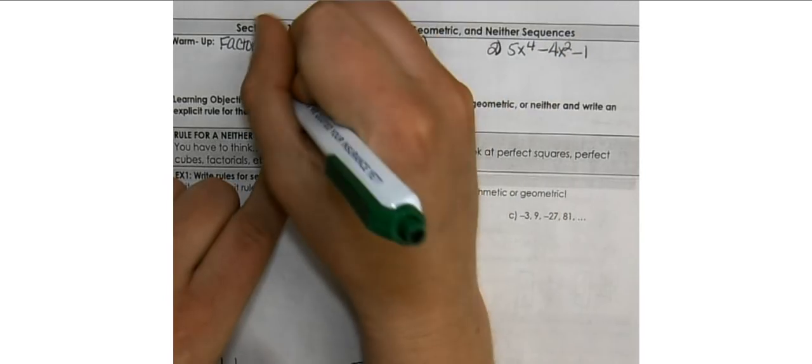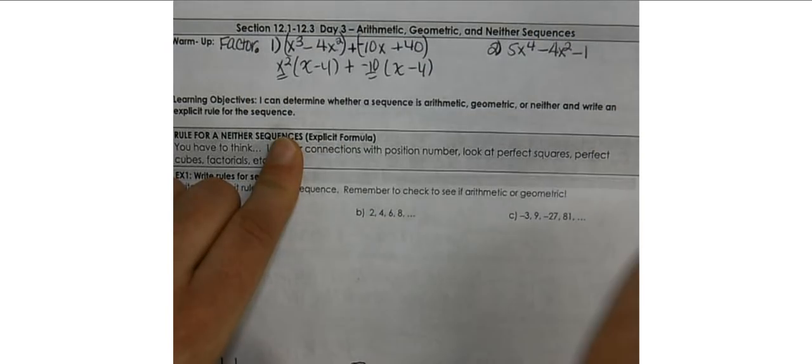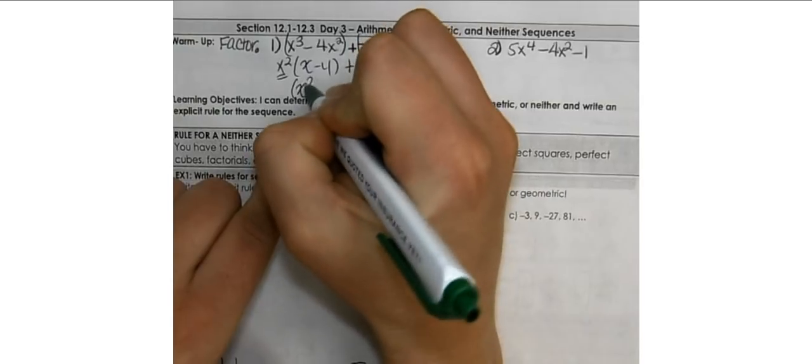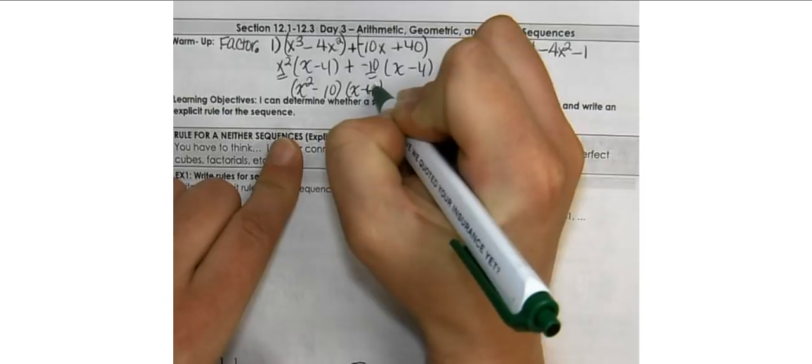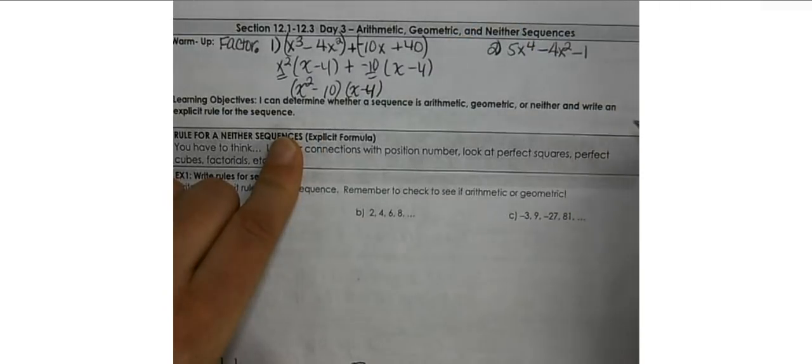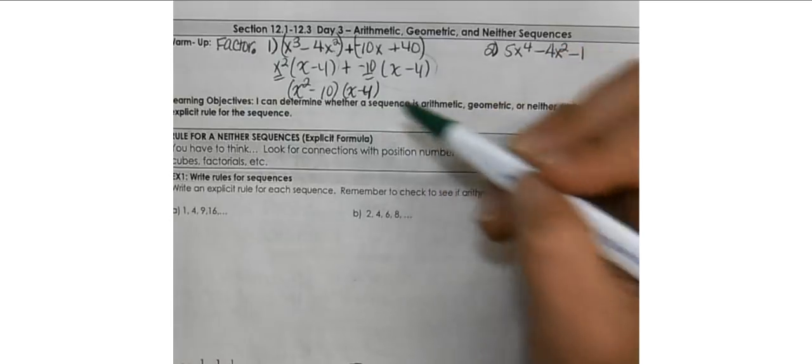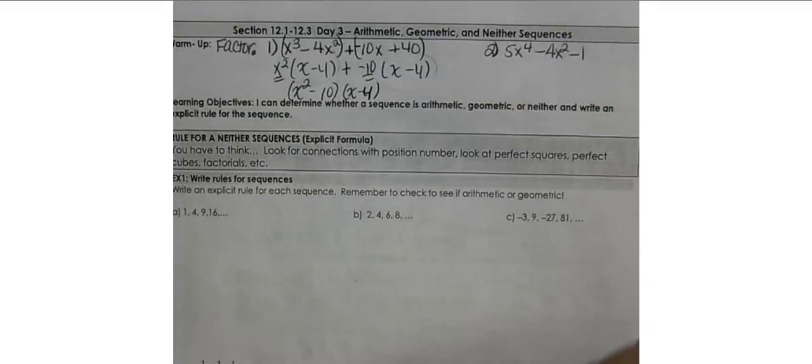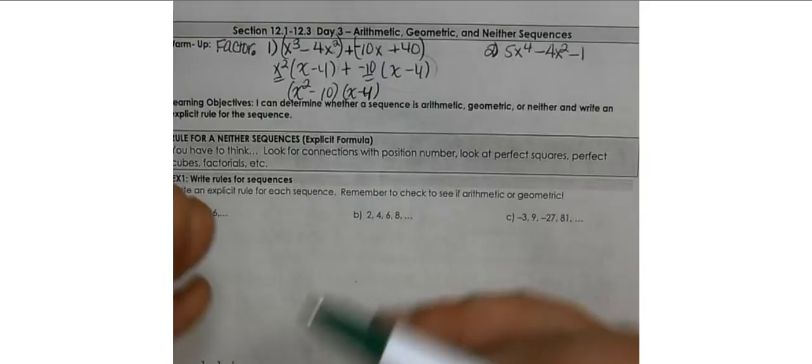Then I'm going to write a parenthesis of my outsiders and my insiders, and I end up with x squared minus 10 times an x minus 4. And that is my answer. Notice that just because there are two x minus 4s, I don't have a squared right here. That seems to be a common error that a lot of students make. So if that's something that you've noticed that you're doing, please make sure that you make that change.